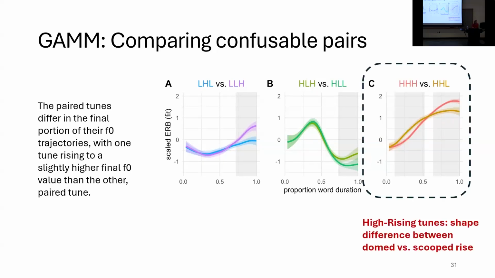Now in panel C, we have the 2 high rising tunes, HHH for high, high, high, and HHL. And they show an additional difference in the shape of the rise. HHL is a shallower and domed rise, and HHH is steeper and scooped. Notably, this difference in rise shape was not present in the stimuli that we played for our participants, but I'll tell you now that it shows up every time we run an experiment like this, and we've now run 13 of these tune imitating experiments, and we get this distinction reliably, which is never given to the participants.